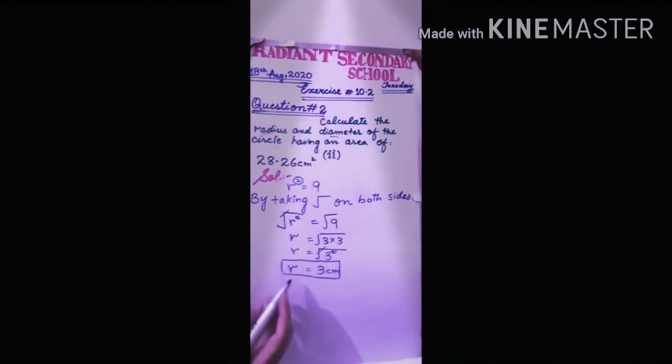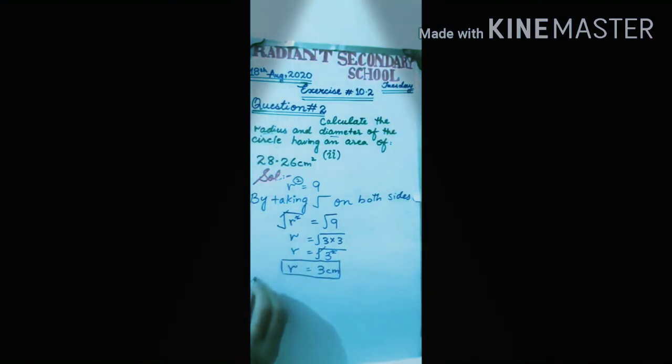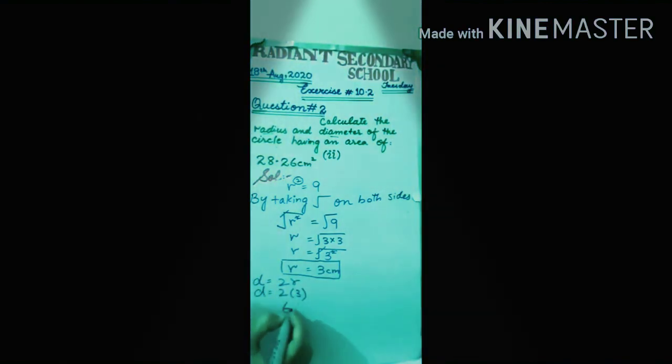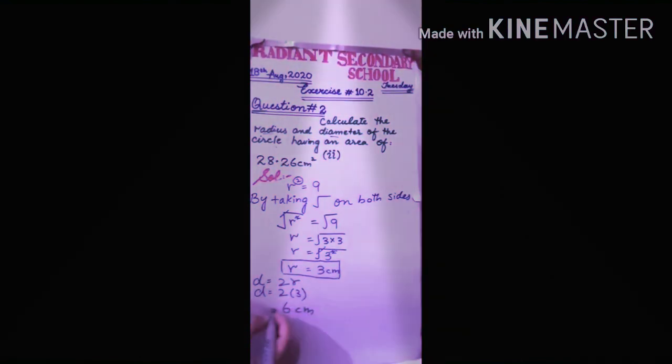Now the radius is found. Now you have to find the diameter. That is so simple. Diameter is equal to 2r. D is equal to 2 multiplied by 3. It will become 6 centimeter.